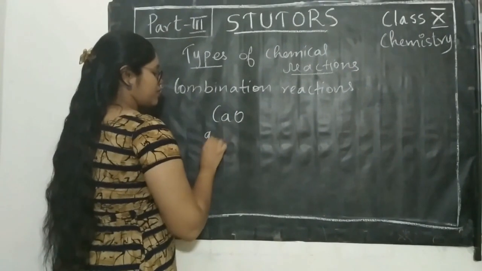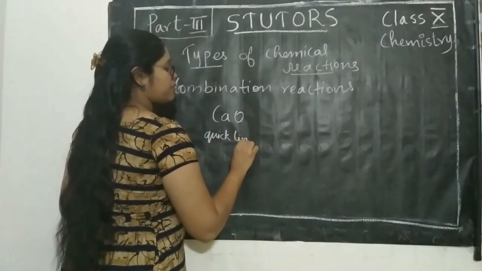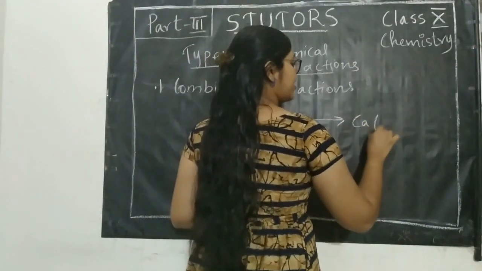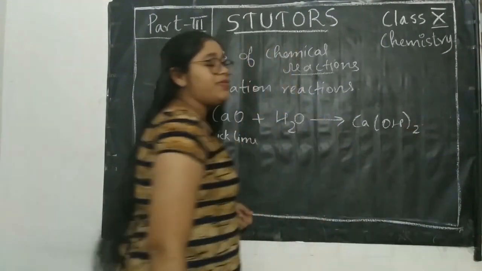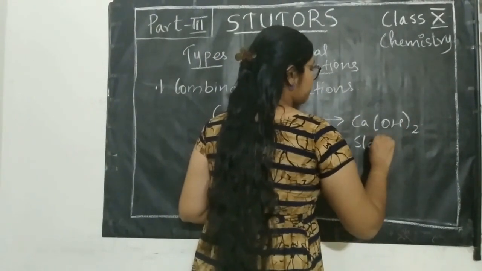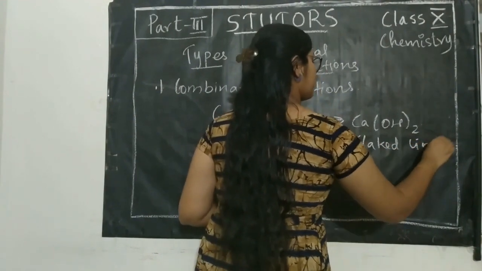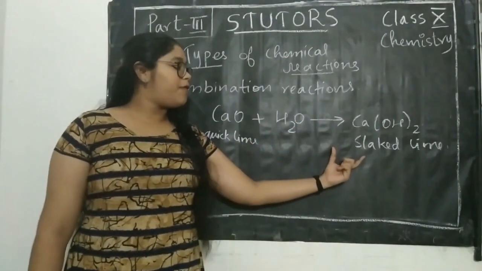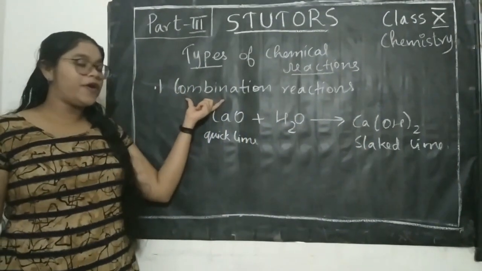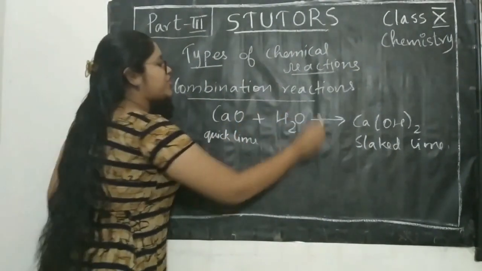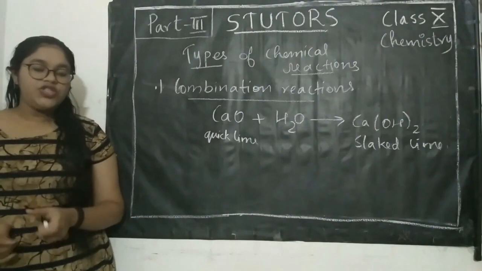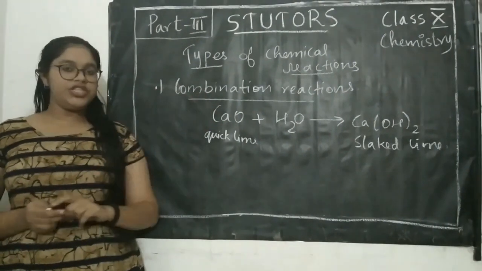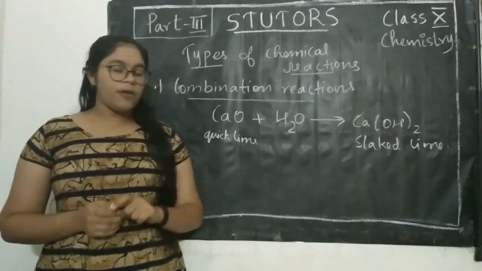Calcium oxide, or you can say quicklime, reacts with water and forms calcium hydroxide. Calcium hydroxide is also known as slaked lime. Here, in this reaction, 2 substances combine to form a single product. Hence, the reaction is known as combination reaction. When 2 or more substances combine to form a single product, the reaction is known as combination reaction. So this is one example of combination reaction.